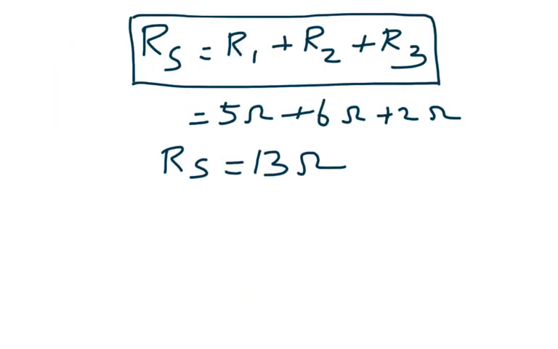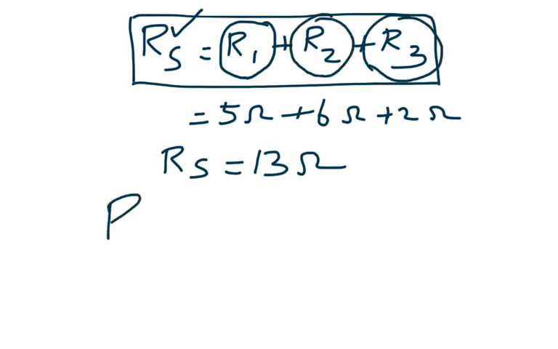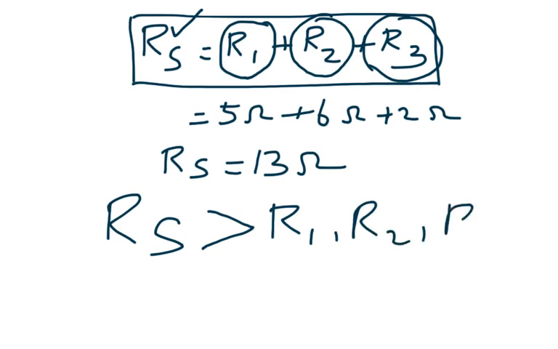I conclude that the value of equivalent resistance in series combination will be the sum of the individual resistors. And I also say that the equivalent resistance in series combination will be greater than R1, R2 or R3.